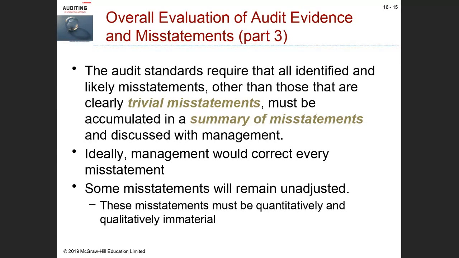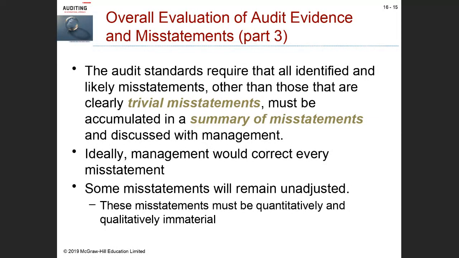The next PowerPoint says the audit standards require that all identified and likely misstatements, other than those that are clearly trivial, must be accumulated in the summary of misstatements and discussed with management. So that's what's on page 712. That's the error summary that would be discussed with management. So if some of you are in management roles, and your firms are being audited by auditors, they're going to be talking to you about the error summary and perhaps whether any adjusting journal entries need to be recorded.